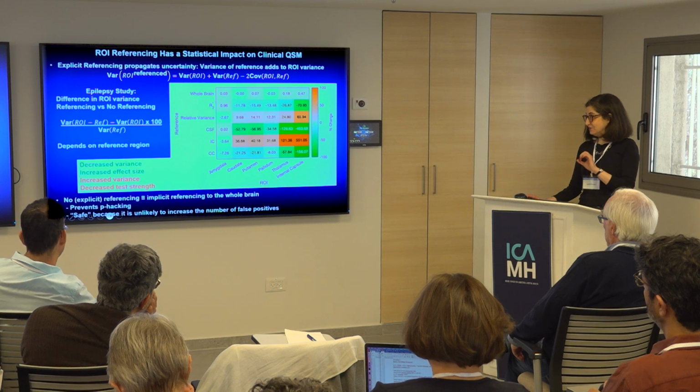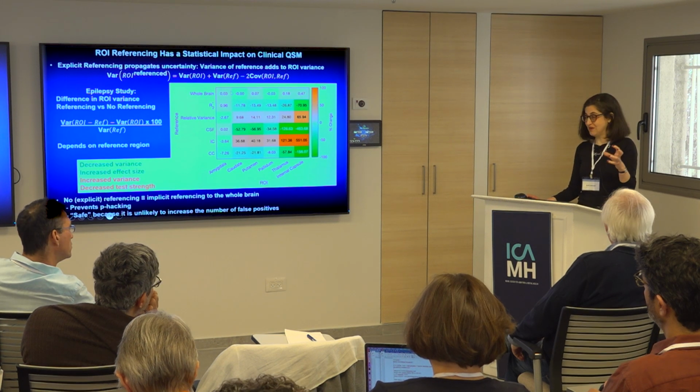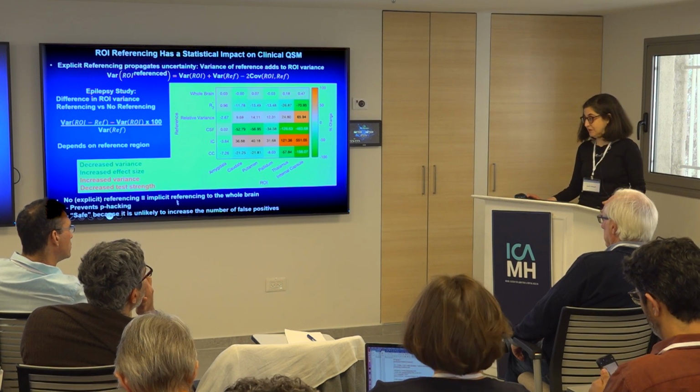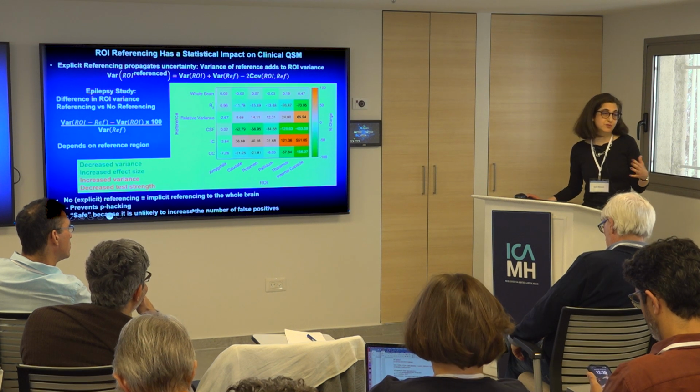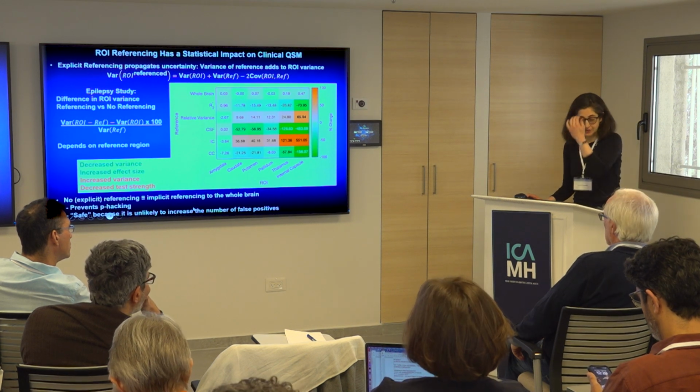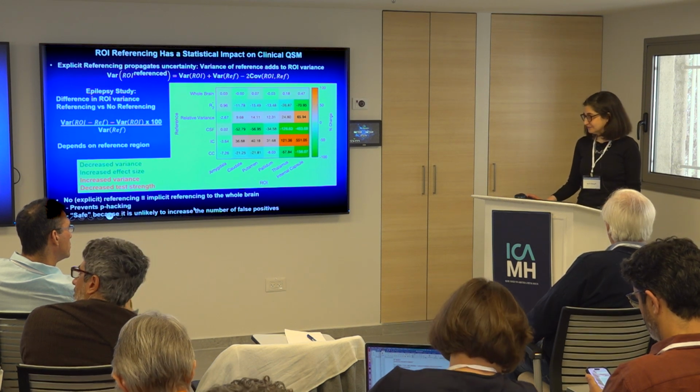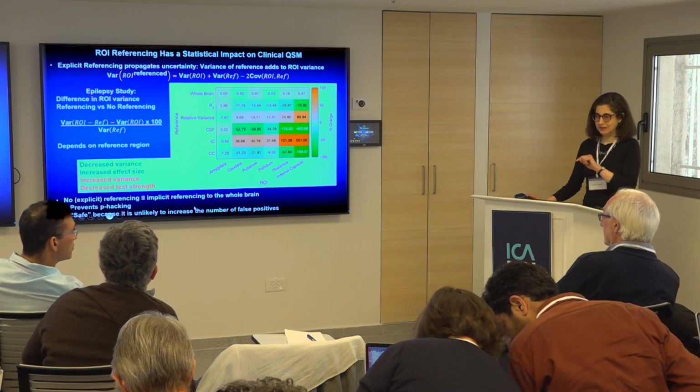And this is safe to use, the whole brain kind of implicit referencing that's already built into the algorithm, because it won't increase your number of false positives. It's not going to change your ROI variance. So that's just coming out in Magma.